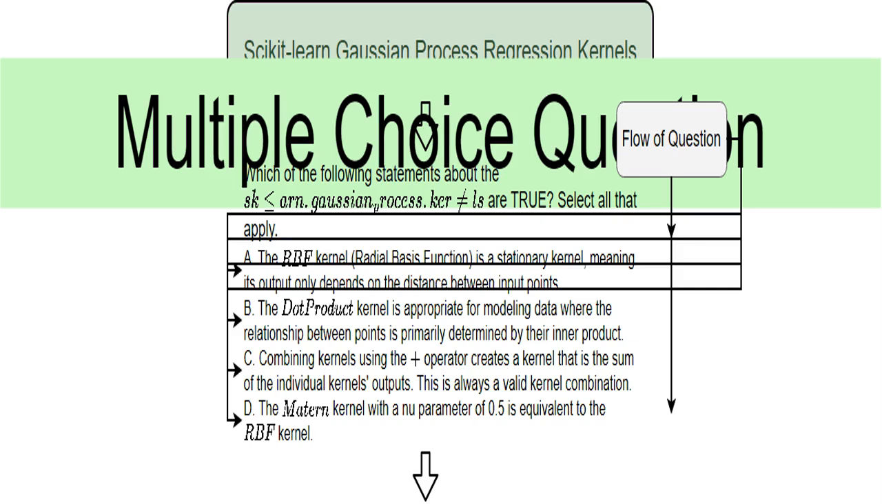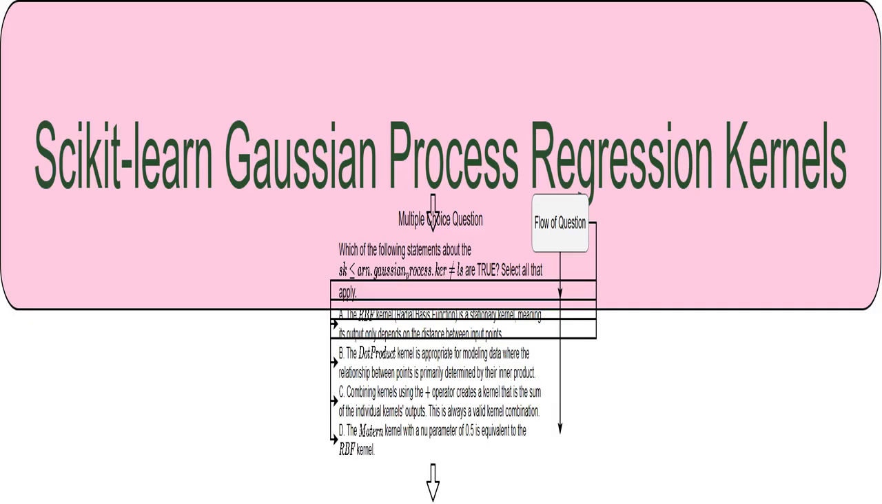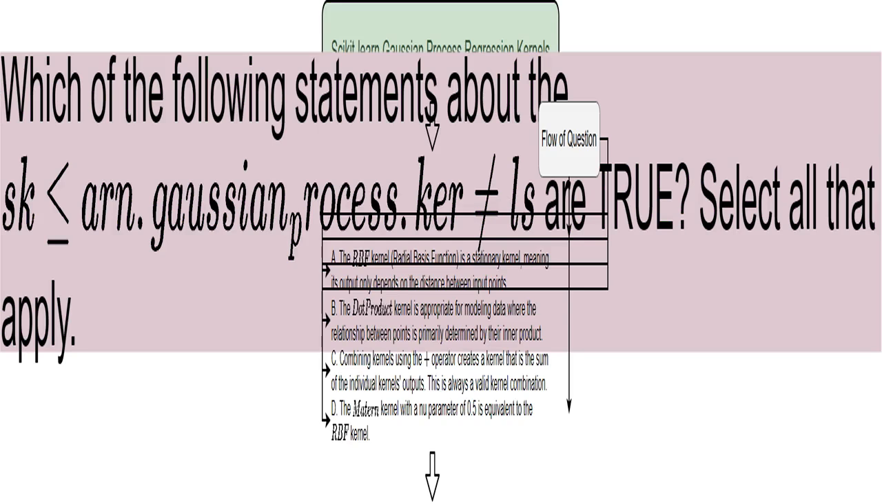This is a multiple-choice question about scikit-learn's Gaussian process regression, GPR, kernels. I'll guide you through understanding the different kernels and how to choose the correct answer. This is the core question. I'll evaluate statements A, B, C, and D based on my knowledge of scikit-learn's GPR kernels and their properties. Statement A says the radial basis function, RBF, kernel is stationary. This means its output depends only on the distance between data points, not their absolute location. I'll check this statement against my knowledge of RBF kernels.